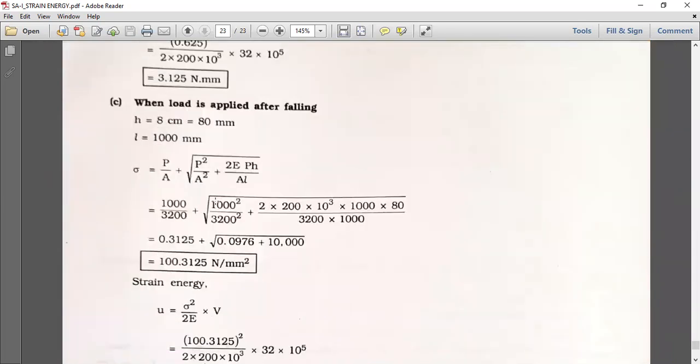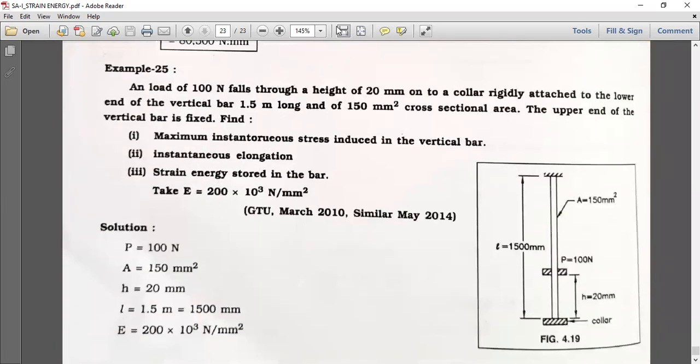That's where we can close our chapter here. In the next lecture we are going to start a new chapter.